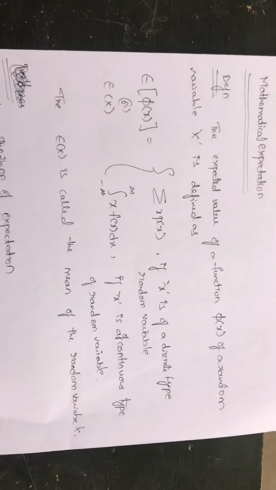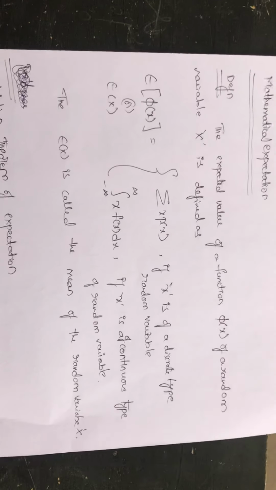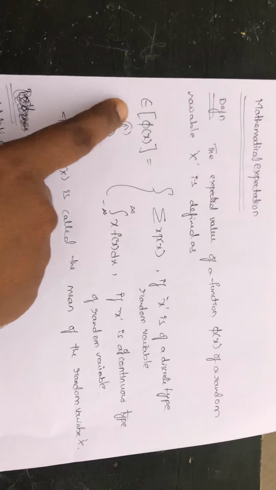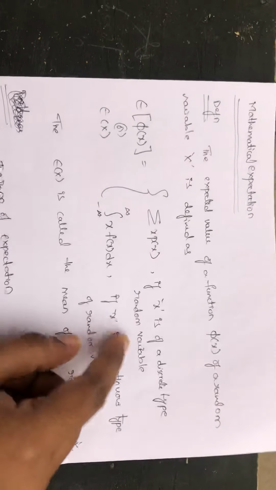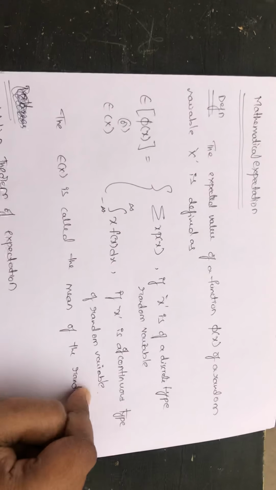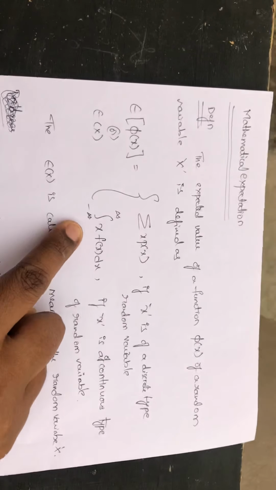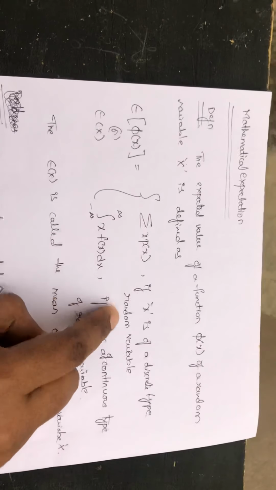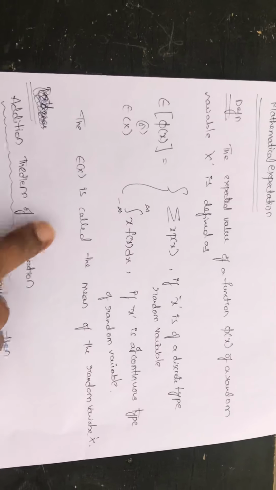So here the definition of mathematical expectation is given as: the expected value of a function phi of x of a random variable x is defined as, so expectation of x, instead of phi of x I can also take E of x, is equal to, we have two types of definitions, discrete random variables and continuous random variables. When it is a discrete random variable, we use summation. When it is a continuous random variable, we use integration. So E of x equals summation x into p of x for a discrete random variable. Integral x into f of x dx is for a continuous random variable. The E of x is called the mean of the random variable.